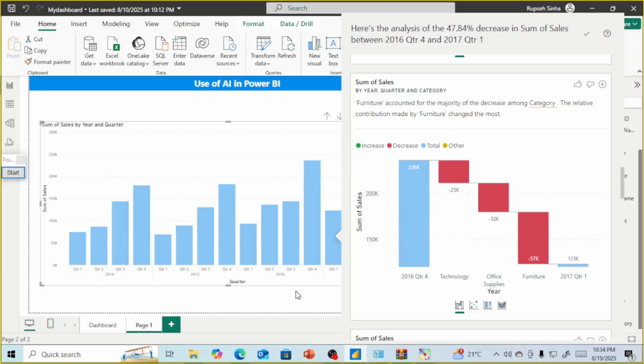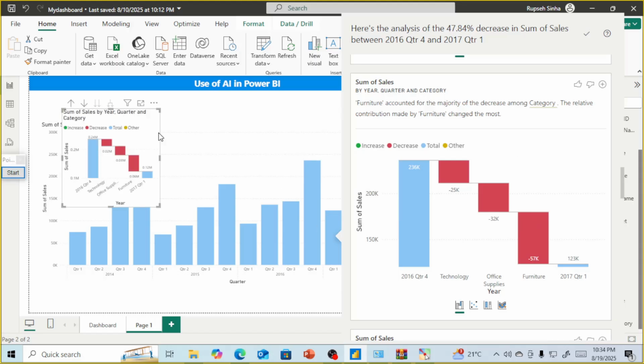So any report which you feel you would like to convey to your manager, you can click on plus and it is going to come over here, and then we will arrange that to explain our story.